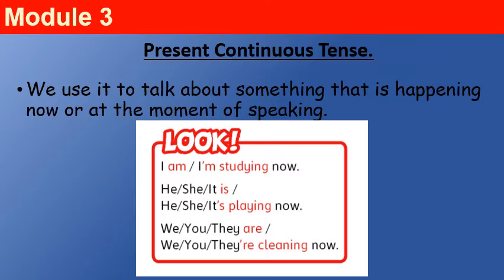Now in module number 3, we talked about present continuous tense. And we use present continuous tense to talk about something that is happening now or at the moment of speaking.